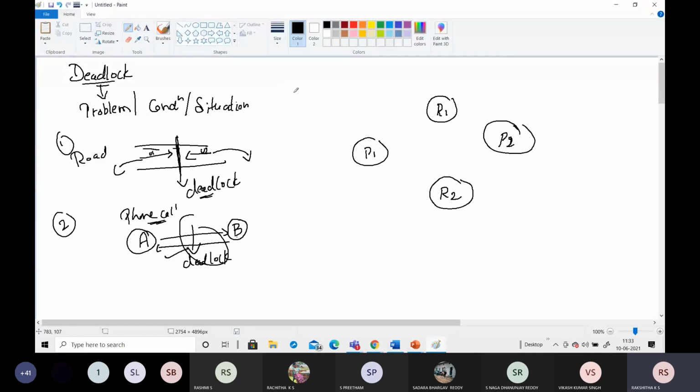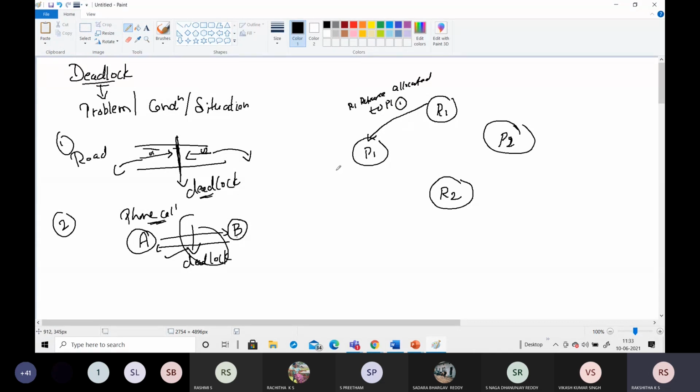So here there are two resources, R1 and R2, and two processes, P1 and P2. First, the R1 resource is allocated to P1 here. Let me write here: R1 resource allocated to P1. So R1 is the resource which is allocated to P1. This is the first step.